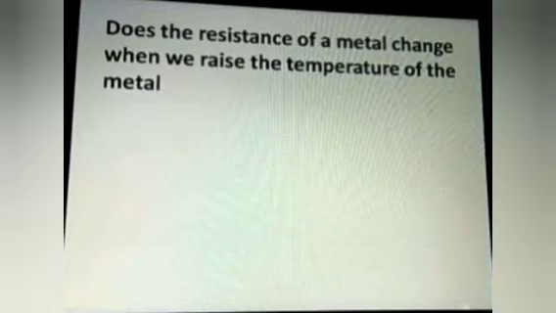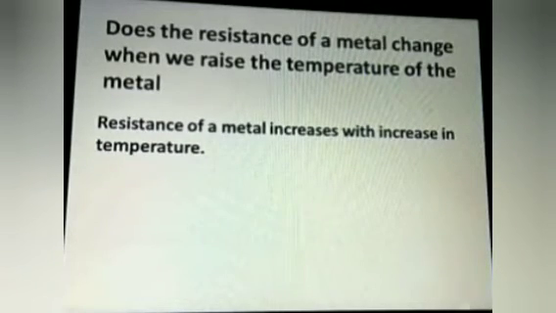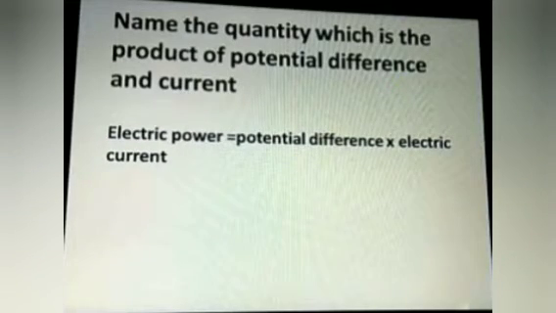Does the resistance of a metal change when we raise the temperature of the metal? Resistance of a metal increases with increasing temperature. Name the quantity which is the product of potential difference and current. Electric power. Electric power is equal to potential difference into electric current.